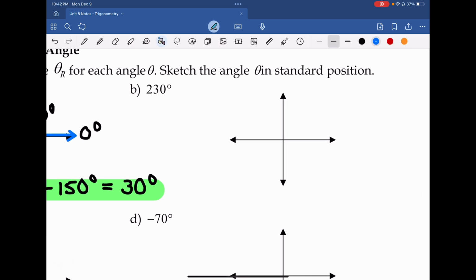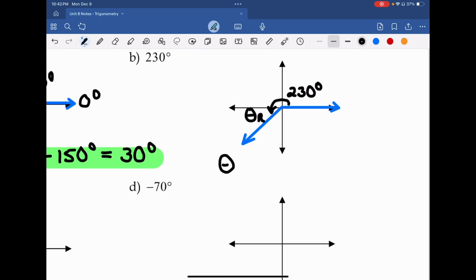Okay, let's do the same thing for 230. So when we look at this one here, we're going to start on our positive x-axis just like we always do. 230 is going to put us into quadrant 3. Now we're going to rotate around as such. This is going to give us 230 degrees when we rotate it. Our theta r is always between the terminal arm and the x-axis, so it's going to be located right in this little pocket.